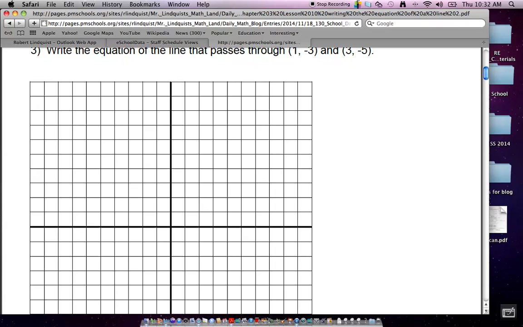So let's do (1, -3). Here's (1, -3), it's right here. And then let's do (3, -5). 3, 1, 2, 3, 4, 5. All right. Now, there are 2 ways to do this, and by far the easiest way is to graph it, and then look at the y-intercept and the slope. So here's my line. I just graphed it. I apologize that it's down low like that, but I needed to keep the points up here.